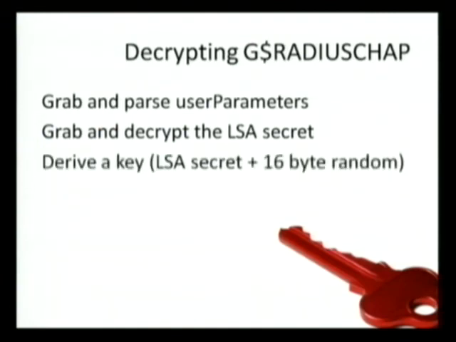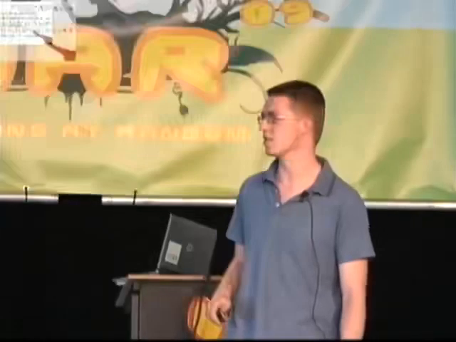Then you will derive a key from that by just hashing that LSA secret and the 16-byte random. And if you've ever programmed the Windows Crypto API, there's a derive key function that does this all for you. So it's not a very complicated process. And once you get the key, you use RC4 to simply decrypt that password. So the whole process, it's a bit of a hassle to find out, but when you know it, it's not that difficult.